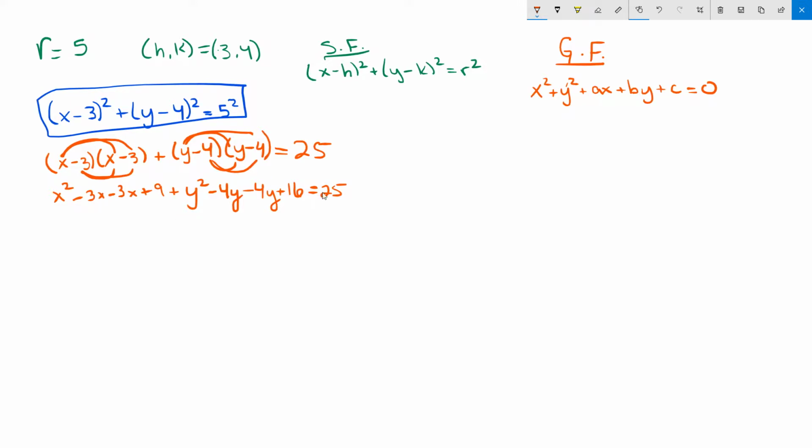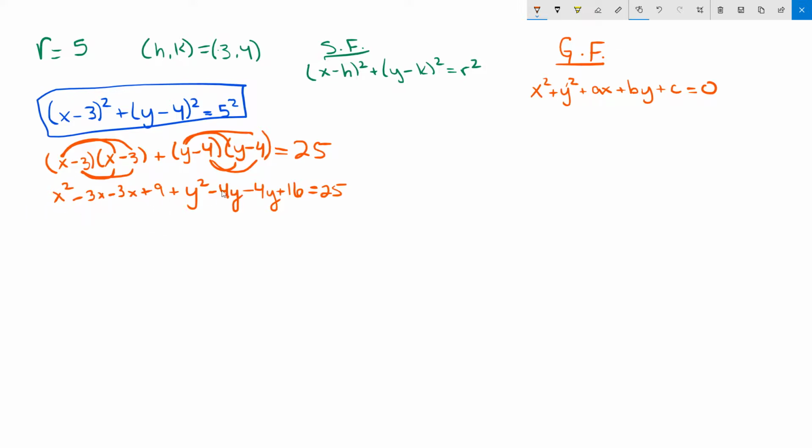Very cool. This looks closer. It doesn't look like the earlier form anymore, but it looks closer to the general form. We just have to reorganize everything and combine any terms that we have. So let's go ahead and start by.